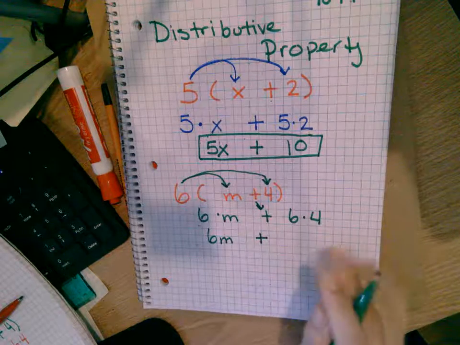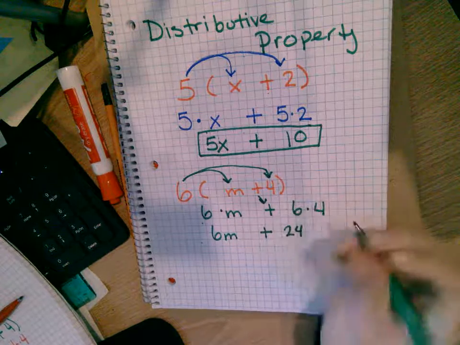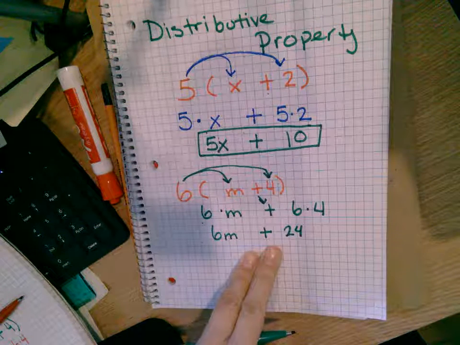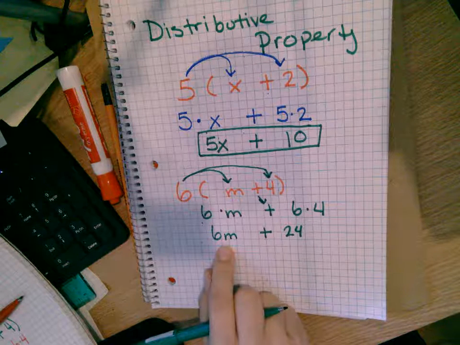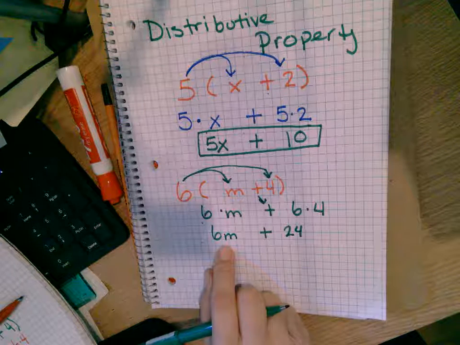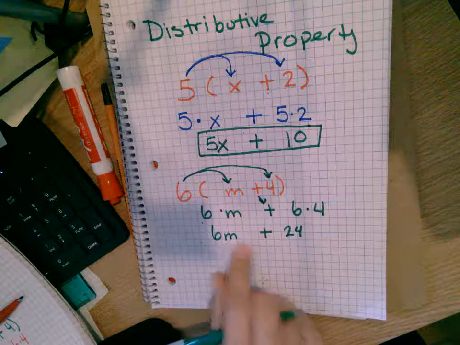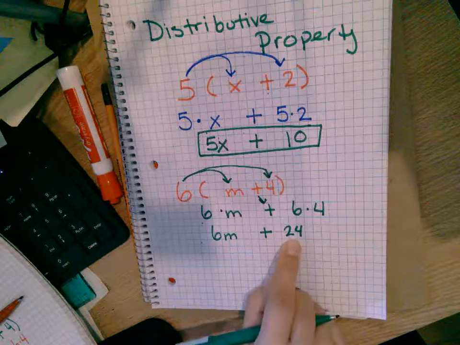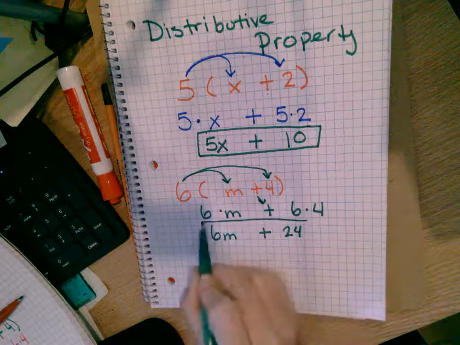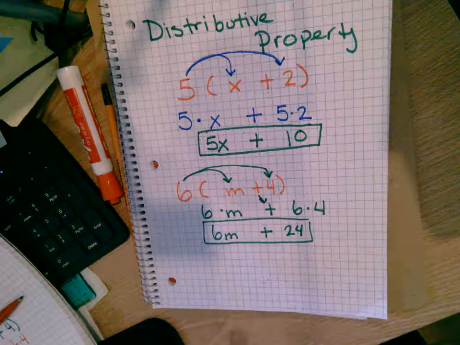Plus, what's 6 times 4? 24. Can I put these two together? No. This is like, in my drawer, I have 6 marbles plus $24. I don't have 30 marbles. I don't have $30. I have separately 6 marbles and $24 separate.